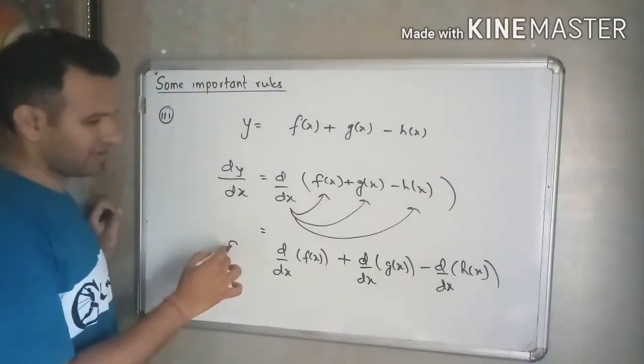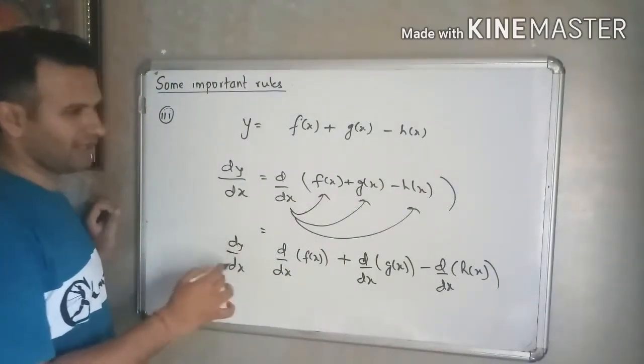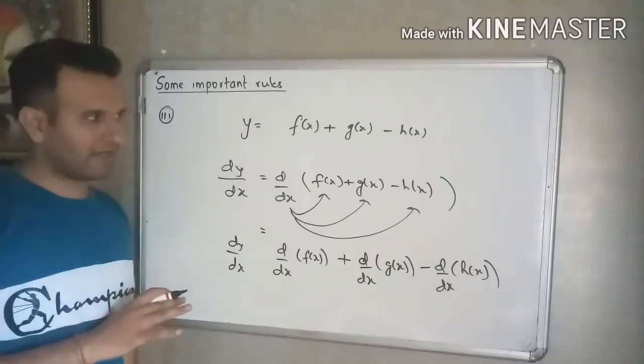That's all. So this is dy by dx. This is rule number 3. I hope you've understood what we have to do.